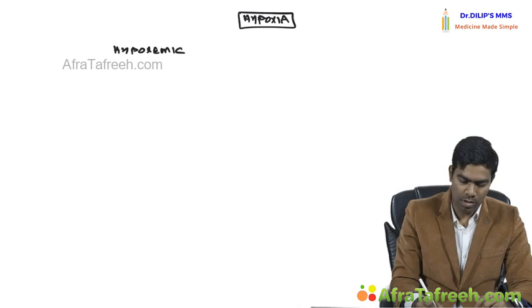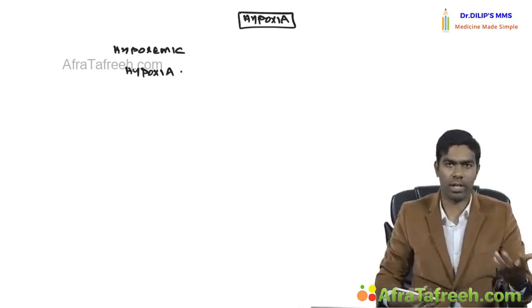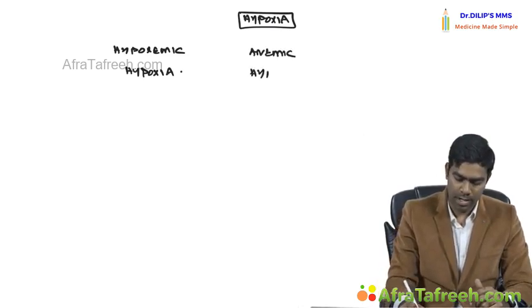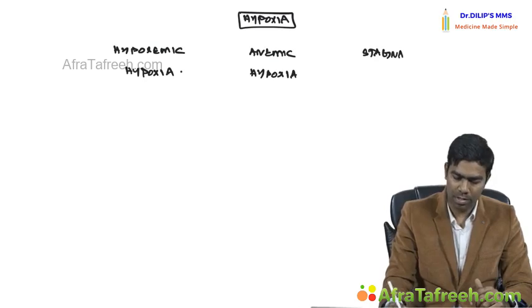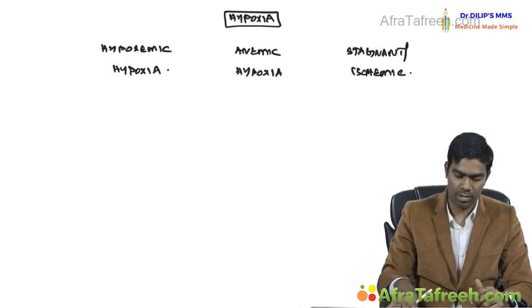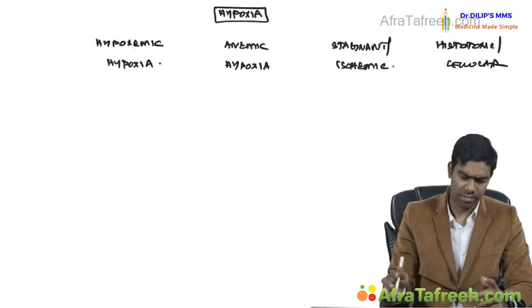So let us put first hypoxemic hypoxia. Previously, this hypoxemic hypoxia was also called hypoxic hypoxia by older textbooks. Then you have anemic hypoxia. Then you have stagnant hypoxia, otherwise referred to as ischemic hypoxia, or you can even call it circulatory hypoxia. Finally, you have histotoxic hypoxia or cellular hypoxia. So each and everything has a particular specificity.